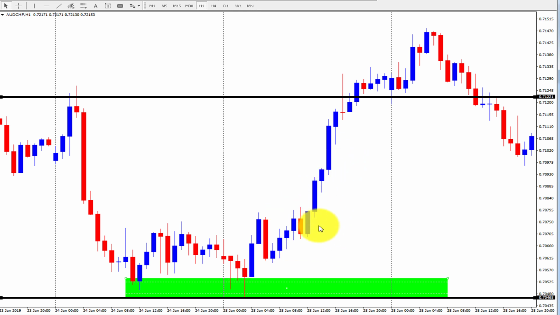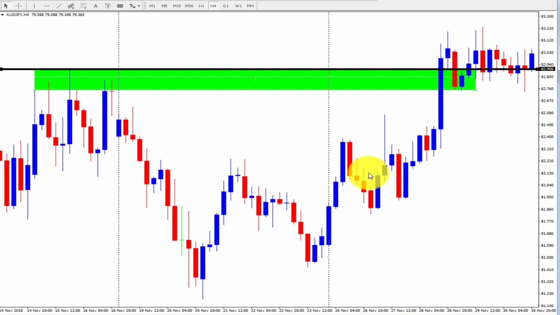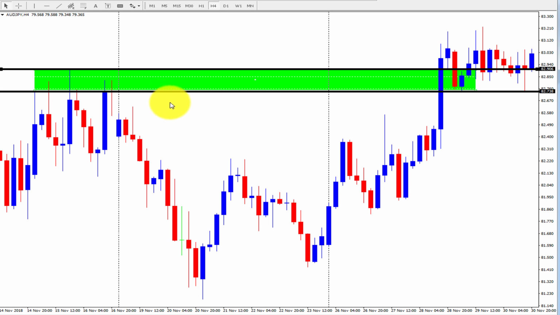Again, I will show another example on another pair, and this is AUD/JPY, Australian dollar against Japanese yen. Here we will see which trade we will skip and avoid. This is the trade that we will avoid.